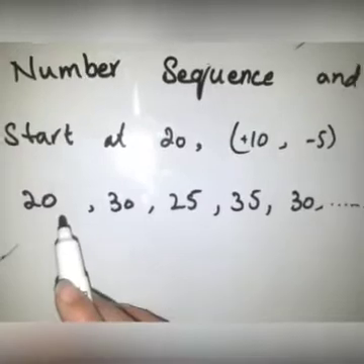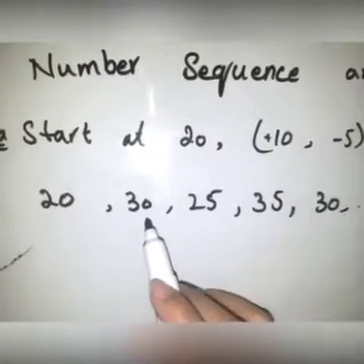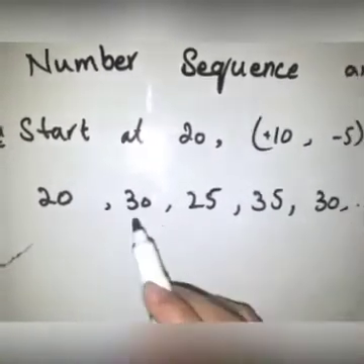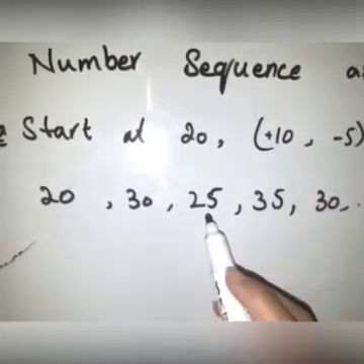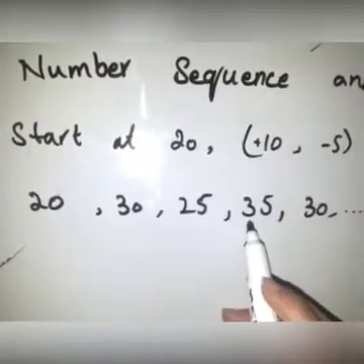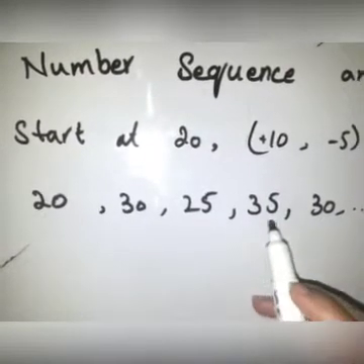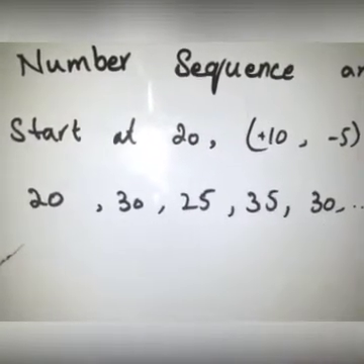Start with 20, then we will add 10, the answer is 30. Then minus 5 from this answer, the answer will be 25. Then again plus 10, 25 plus 10, 35. Then minus 5 from 35, the answer is 30.